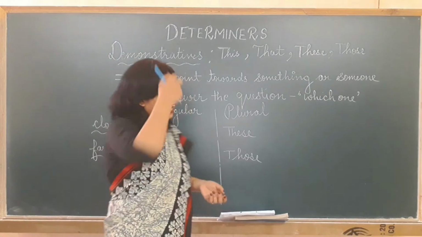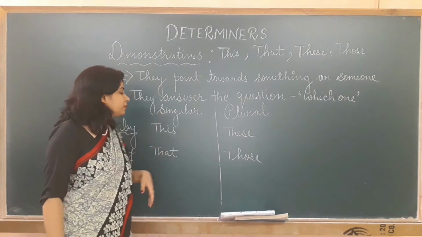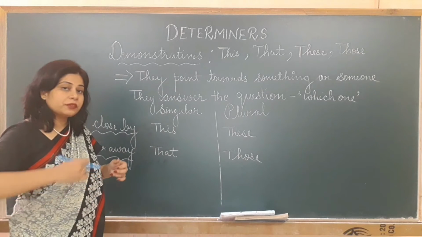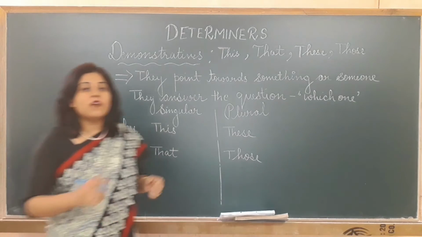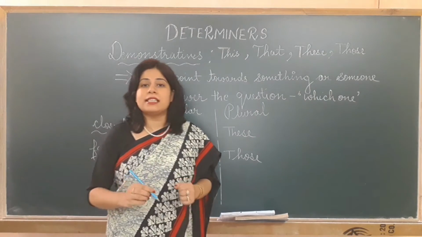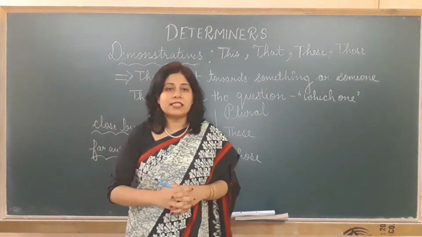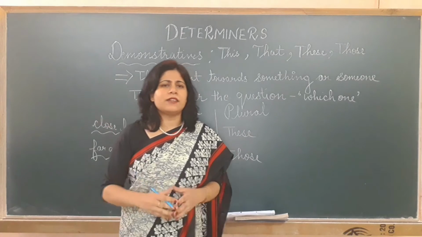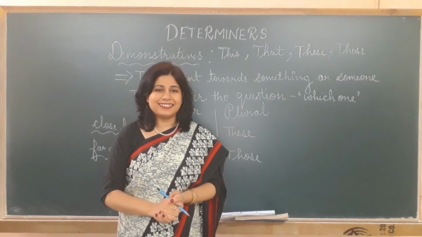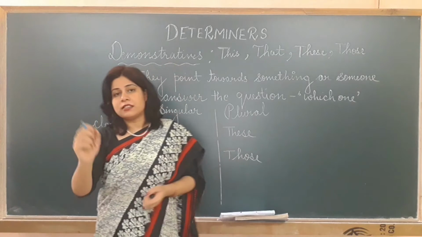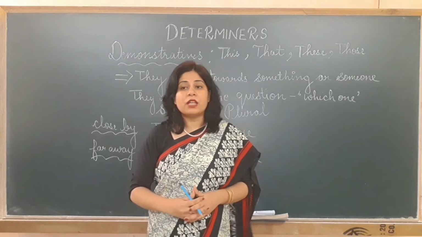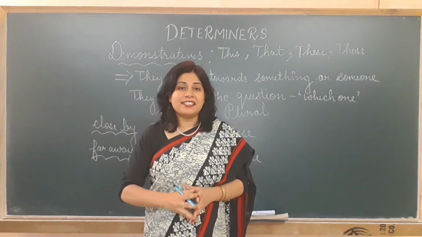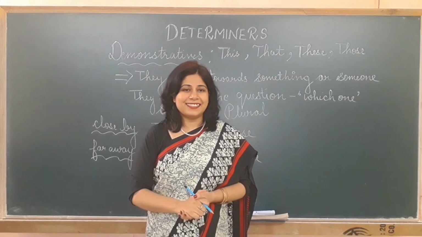Fine. And when to use that and those? They are placed before nouns which are far away. For example, there is one girl who is sitting at the last bench. How will I say it? That girl is creating a lot of noise. And if there are many girls, like two to three girls sitting on the last bench, then how will I say it? I'll say, those girls are creating a lot of noise in the class.